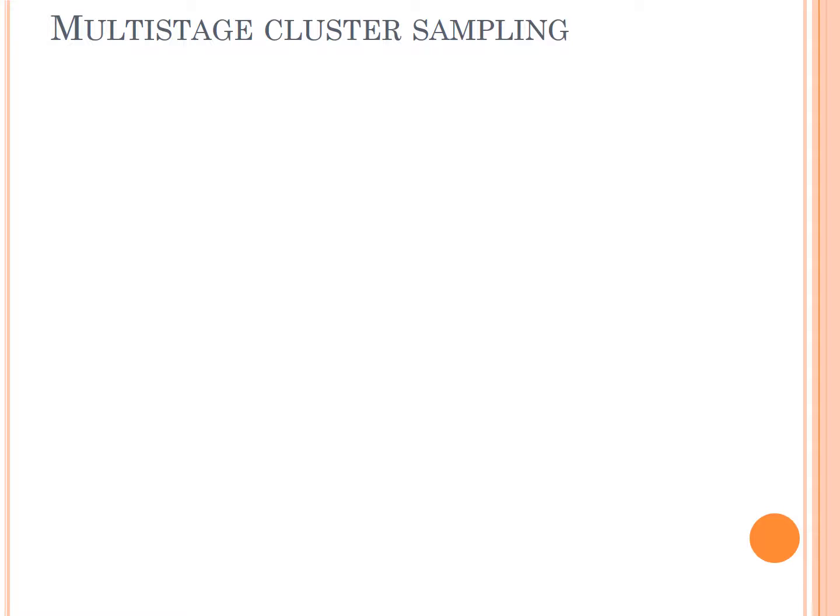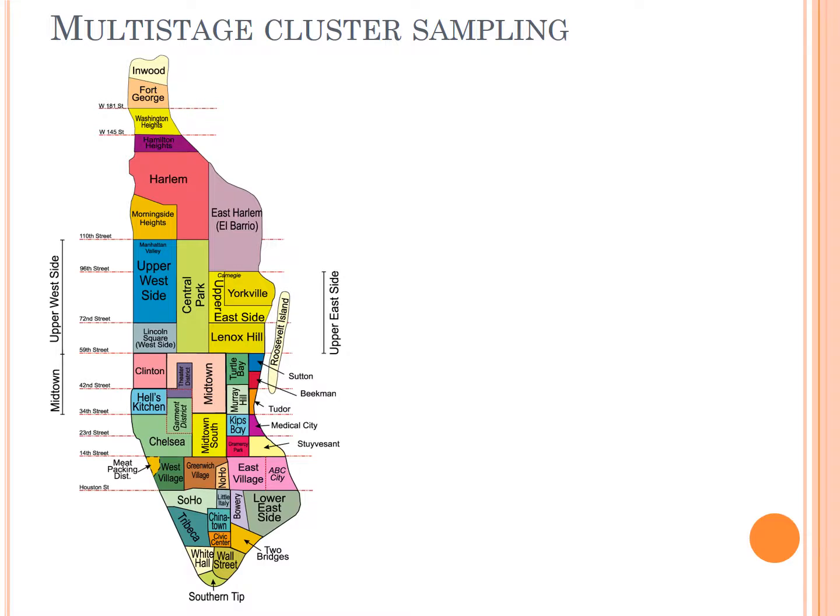So an example will help clear this up. Let's say that you're interested in studying Manhattan, people who live in Manhattan. So Manhattan is an enormous borough. It has 1.6 million people that live in it. That's a lot of people to try to randomly sample.